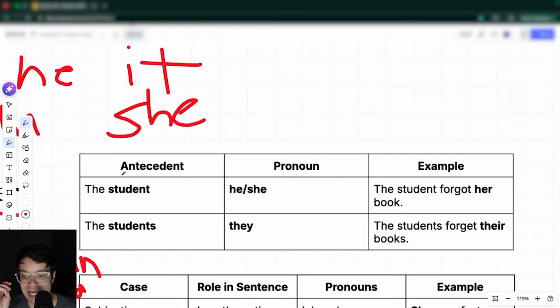Here are a couple examples. Antecedents are the nouns that the pronouns are in place of. So student, the student, you can say that. Then a pronoun could be he or she. And then the example would be the student forgot her book. The students, a pronoun for that would be they. And then the students forgot their books. So that kind of stuff here.